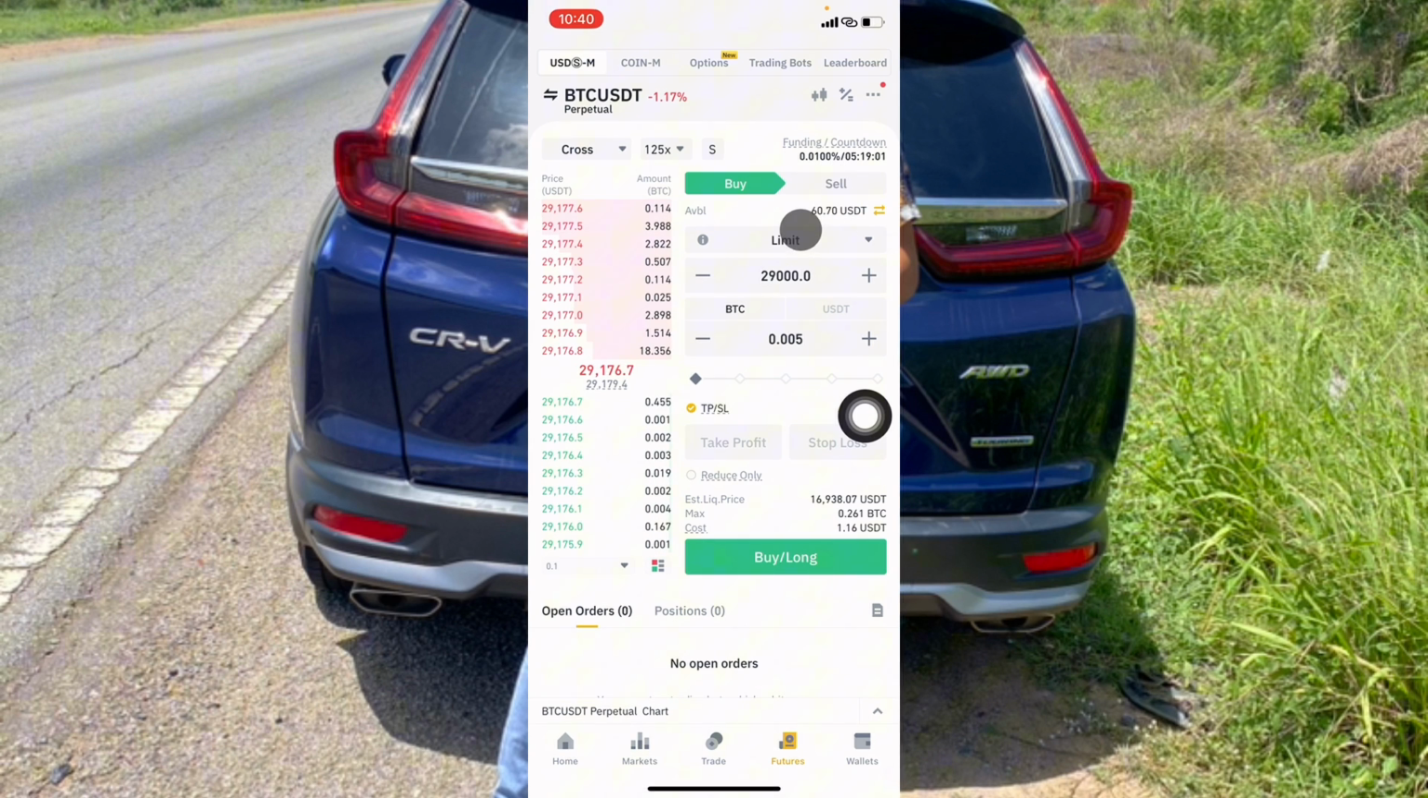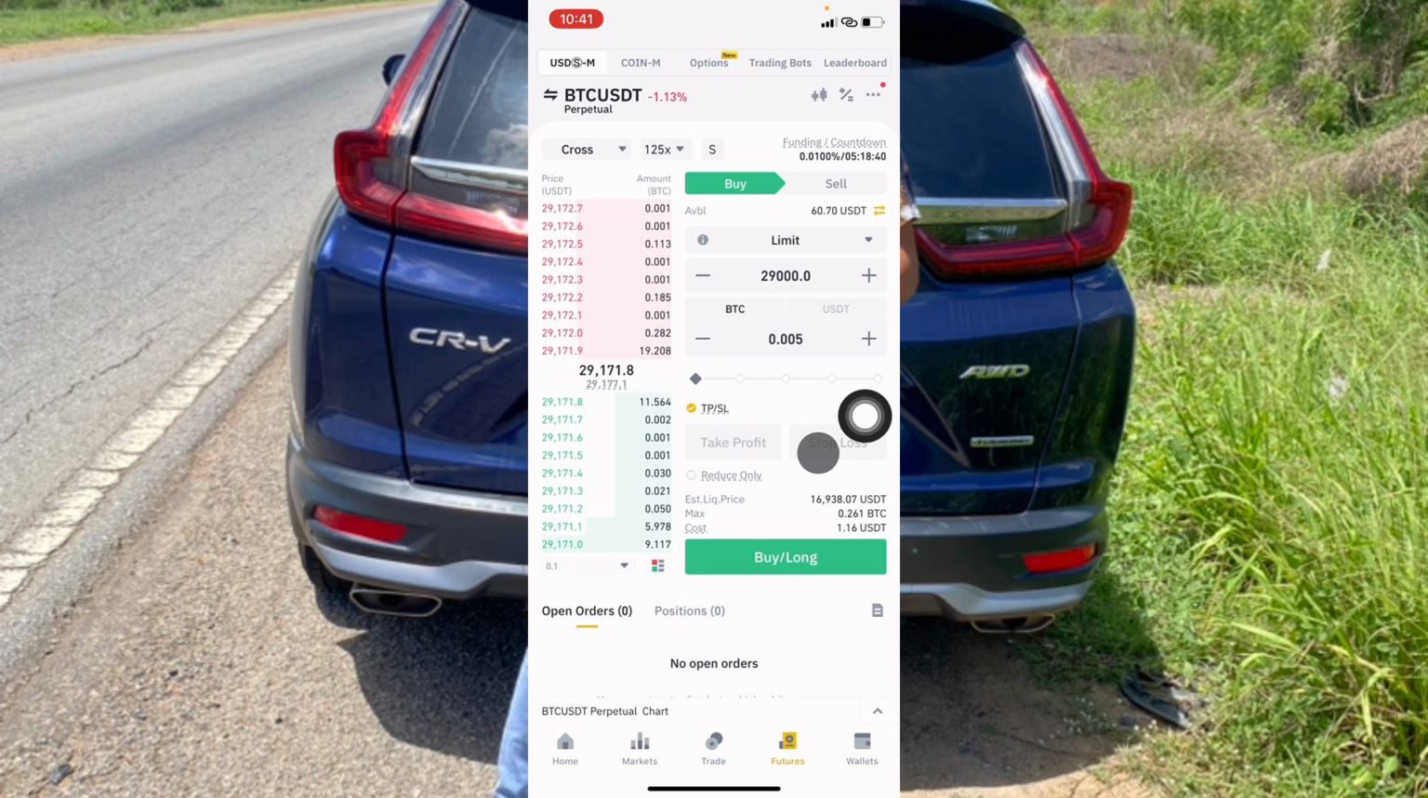So right now I have $60 in my account and I'm using $1 to trade BTC USDT. So I can now add my stop loss. Anytime that you are going to enter a trade, I don't care whether it is a limit order or market order, always add your stop loss. Always add your stop loss.